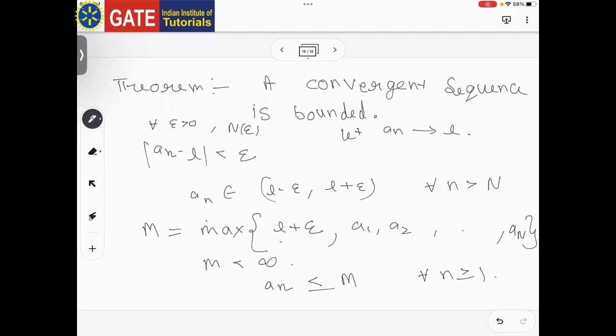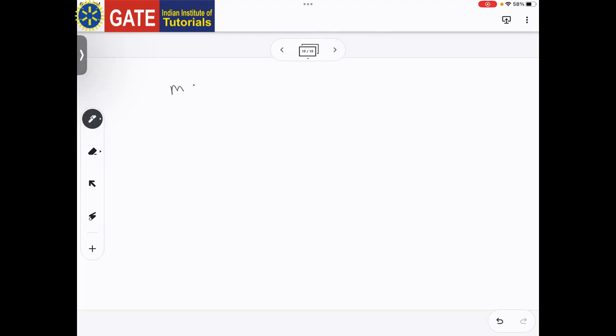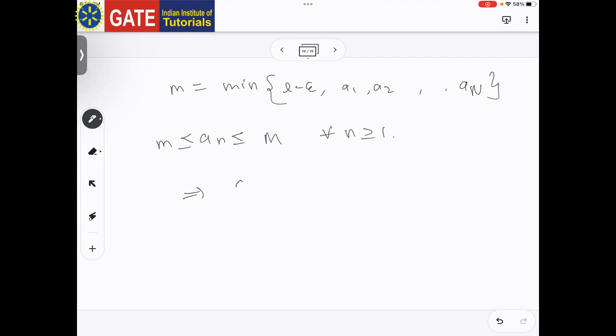Now we need bounded below. We take small m to be the minimum of L minus epsilon, a_1, a_2 up to a_N. Yeah, you can take the minimum of these. Then your a_n is greater than or equal to small m, which is less than or equal to capital M, for all n greater than or equal to 1. Which implies your sequence is bounded.